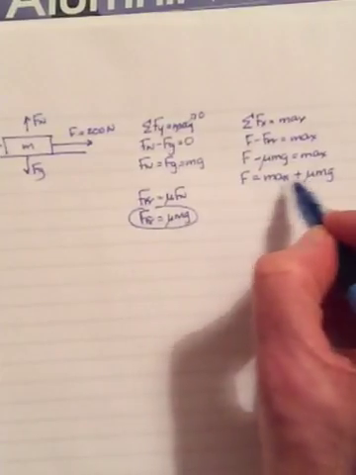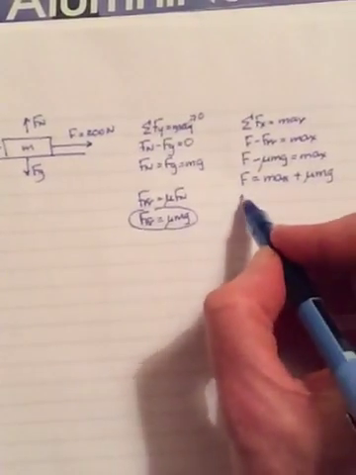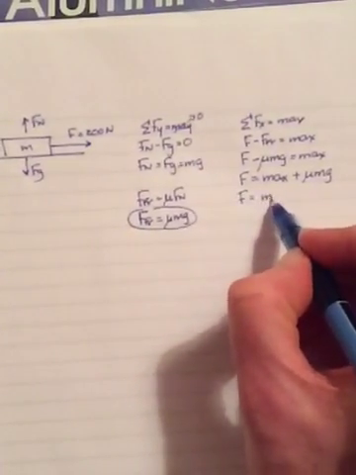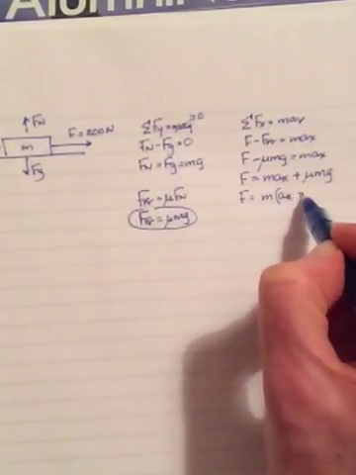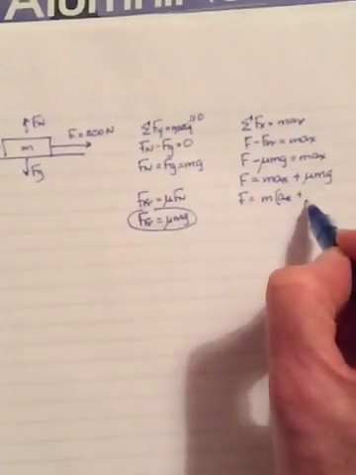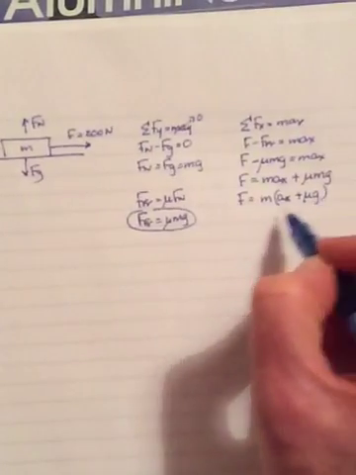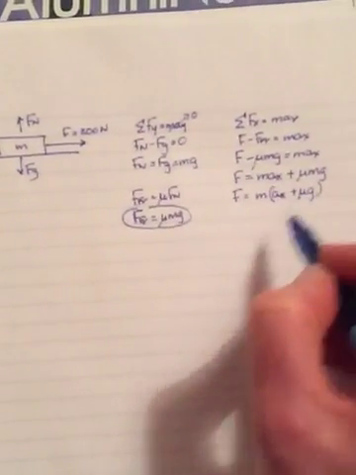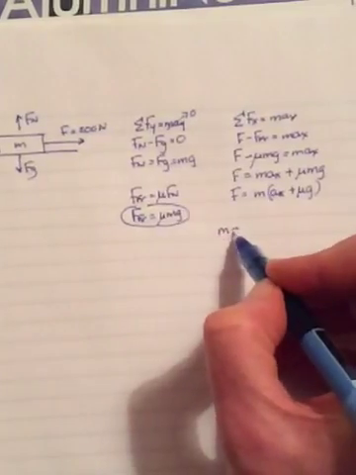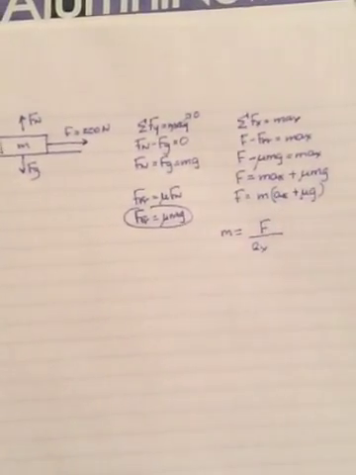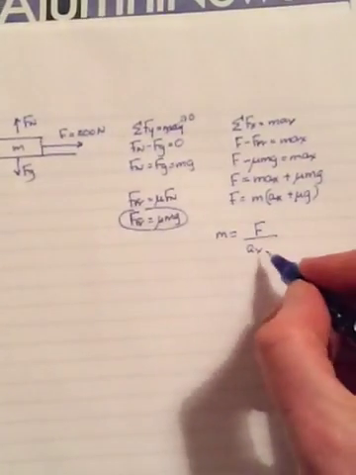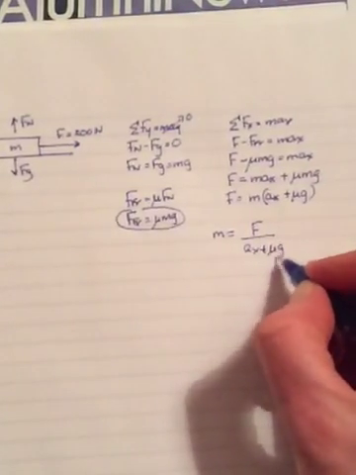And now what do you do to get the m's alone? Do you remember? You have to pull the m out. When you pull it out of the max, you're left with ax. When you pull it out of the mu mg, you're left with mu g. Now, to get the m by itself, divide by the bracket. So it will be m is equal to F over ax plus mu g.